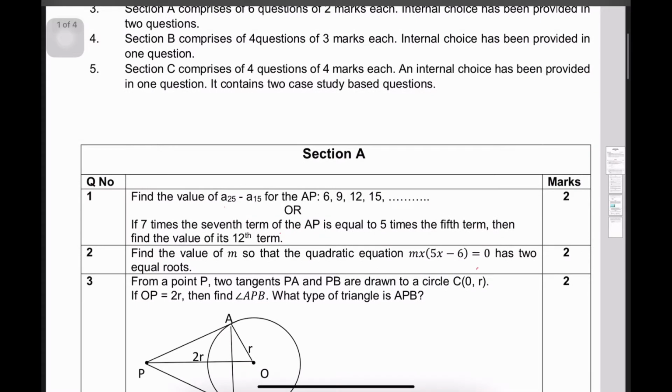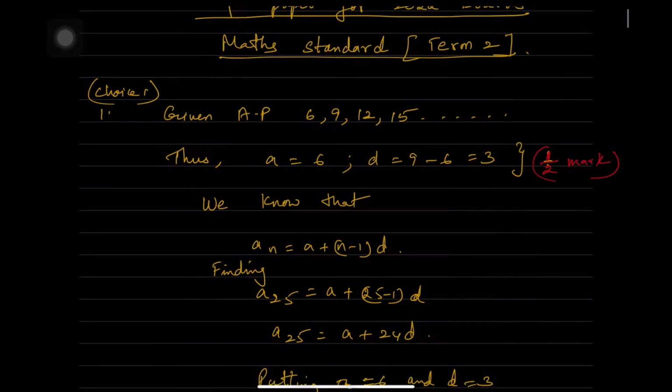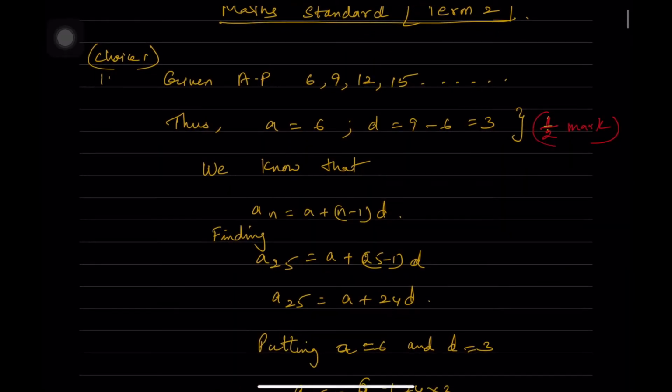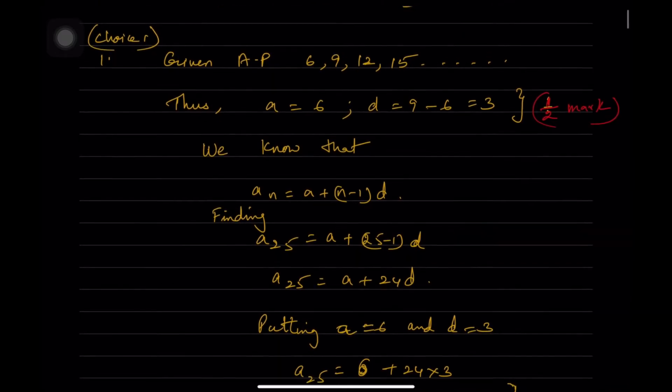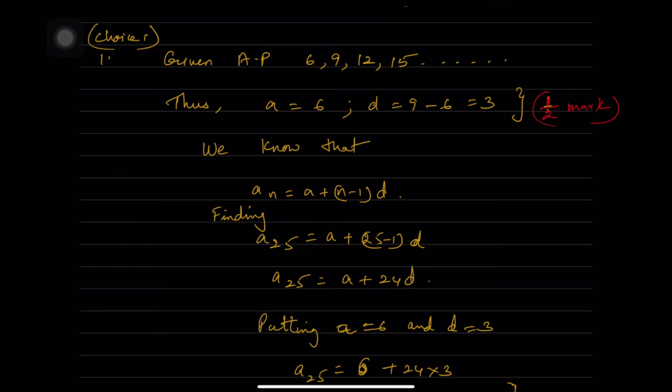The first question, Section A, is for 2 marks each. Find the value of a25 minus a15 for the AP 6, 9, 12, 15 and so on. What is the solution of this? In this, you have 2 choices given for the first question. You can do either the first or the second choice. The first choice solution is given for the AP 6, 9, 12, 15 and so on.